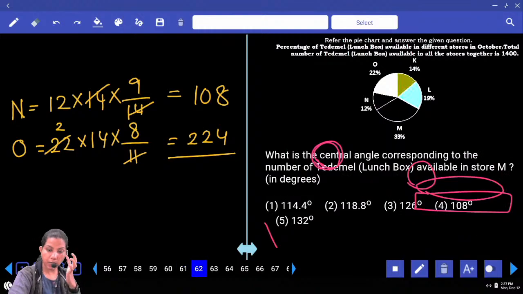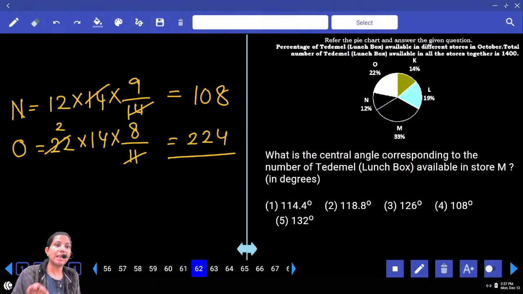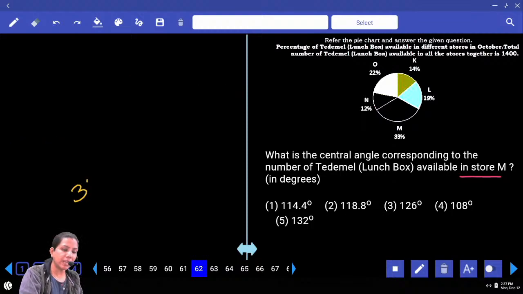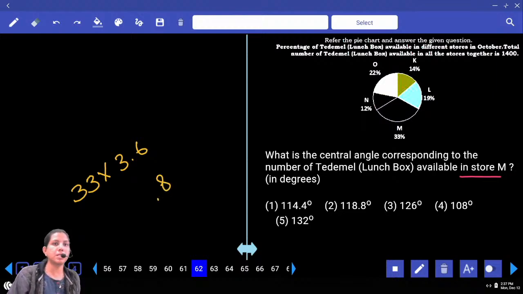నెక్స్ట్ క్వశ్చన్ నెంబర్ 62. సెంట్రల్ యాంగిల్ మీన్స్ ఆల్వేస్ ఇట్ ఇస్ మల్టిప్లై విత్ 3.6. ఎవరి గురించి అడిగాం క్వశ్చన్? స్టోర్ ఎం. ఎం హౌ మచ్ పర్సెంటేజ్? 33 into 3.6. Answer must end with 0.8. How many options are there? 0.8. Only one. So this is the answer.